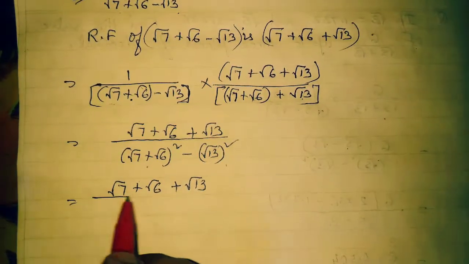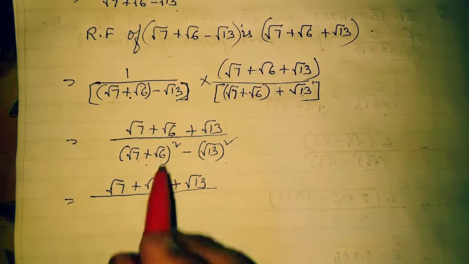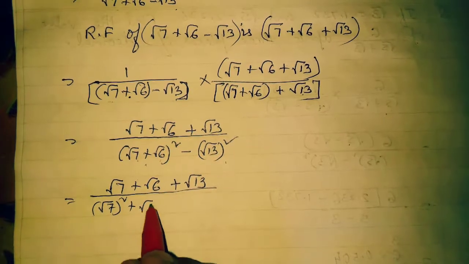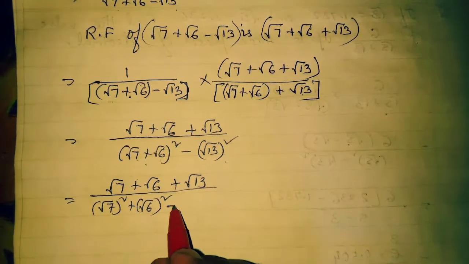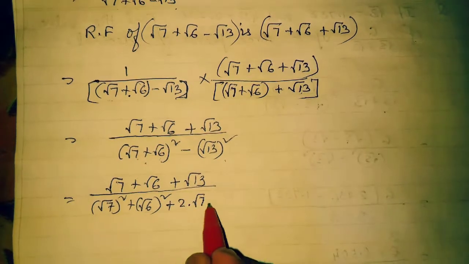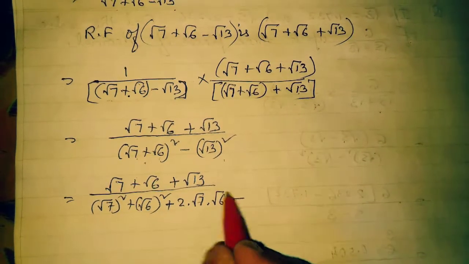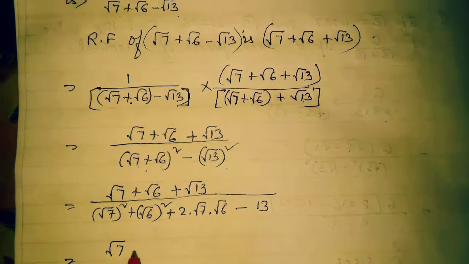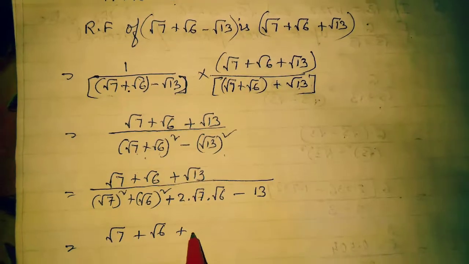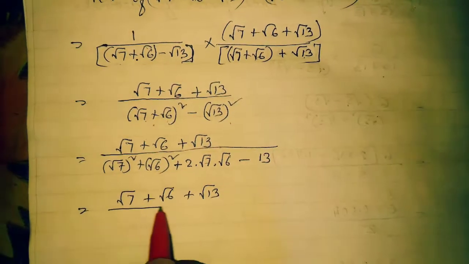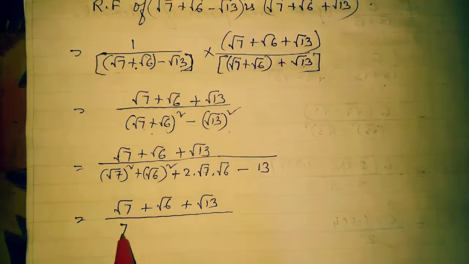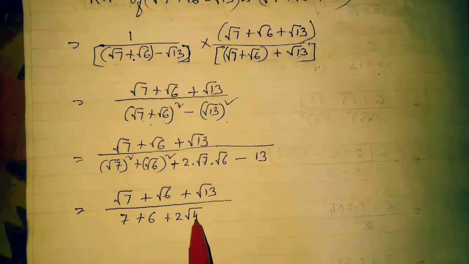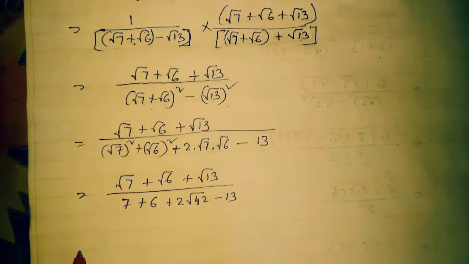So divided by, coming what here? (a plus b) whole square. That formula is a square plus b square plus 2ab. 2 into root 7 into root 6, minus root 13 whole square, that is 13. So we'll get root 7 plus root 6 plus root 13 divided by root 7 whole square, root 6 whole square plus 2 root 6 7s are 42, minus 13.